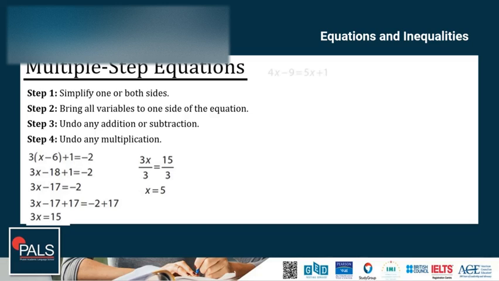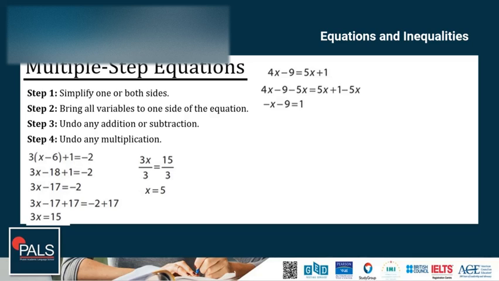Another example. 4x minus 9 is equal to 5x plus 1. Both sides are simplified, so you can start off by moving terms around. So bring all the variables to one side. We have negative x minus 9 is equal to 1.